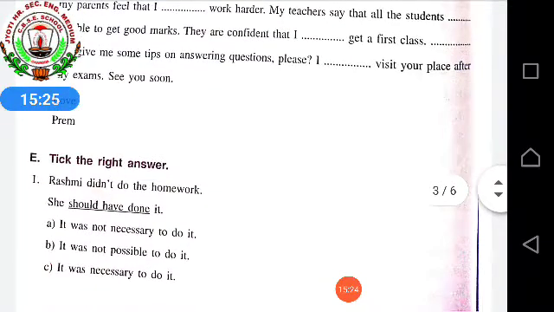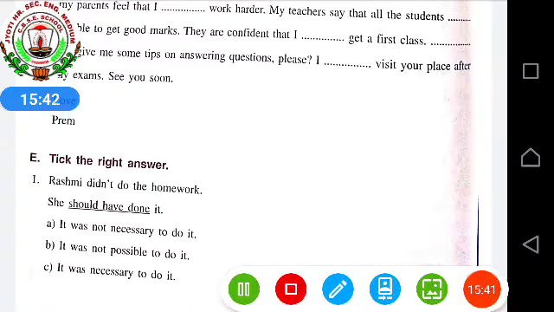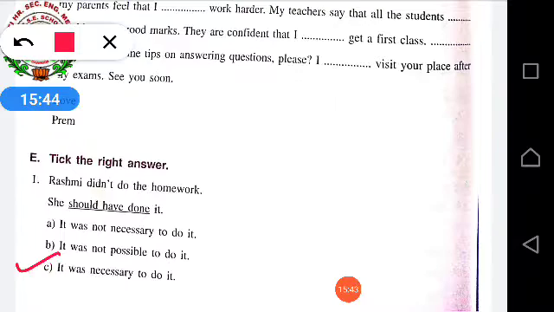Now the next is tick the right answer. Options are given over here. You just have to tick the right answer according to the sentence. Like the first one, Rashmi didn't do the homework. She should have done it. So what will be the answer? It was necessary to do it. In this way you have to understand the sentence and then you have to put the tick mark.